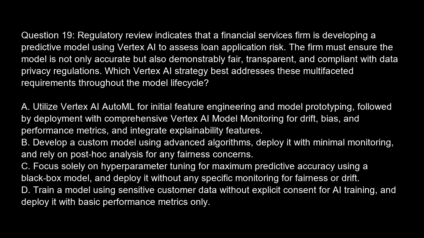Option A. Utilize Vertex AI AutoML for initial feature engineering and model prototyping, followed by deployment with comprehensive Vertex AI model monitoring for drift, bias, and performance metrics, and integrate explainability features. Option B. Develop a custom model using advanced algorithms, deploy it with minimal monitoring, and rely on post-hoc analysis for any fairness concerns. Option C. Focus solely on hyperparameter tuning for maximum predictive accuracy using a black box model, and deploy it without any specific monitoring for fairness or drift. Option D. Train a model using sensitive customer data without explicit consent for AI training, and deploy it with basic performance metrics only.